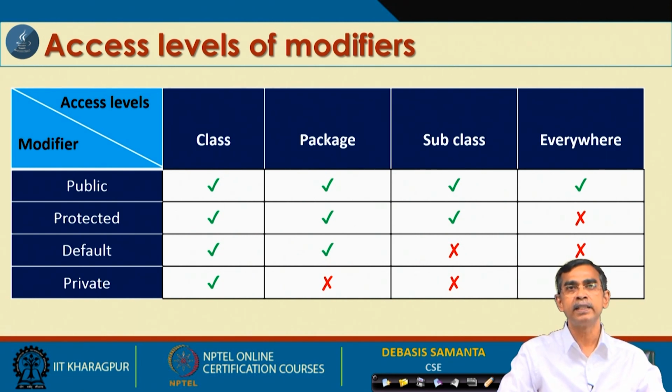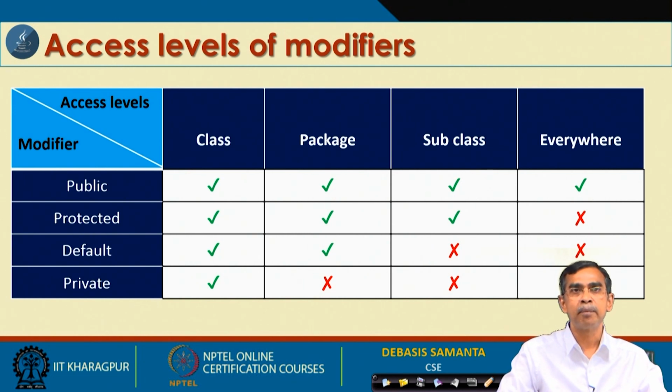On the other hand, if it is protected, within the same class any method can access this protected member. Within the same package the protected member is accessible, and within a subclass it is accessible. However, protected is not accessible other than these 3 places. So, if 2 class files are in the same package, then a protected member can be accessed in any class that belongs to that same package.